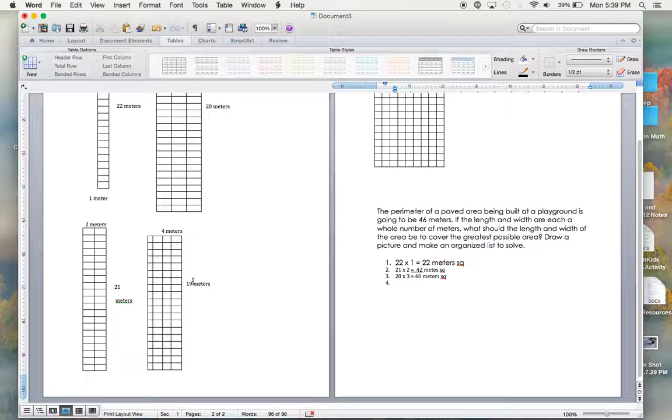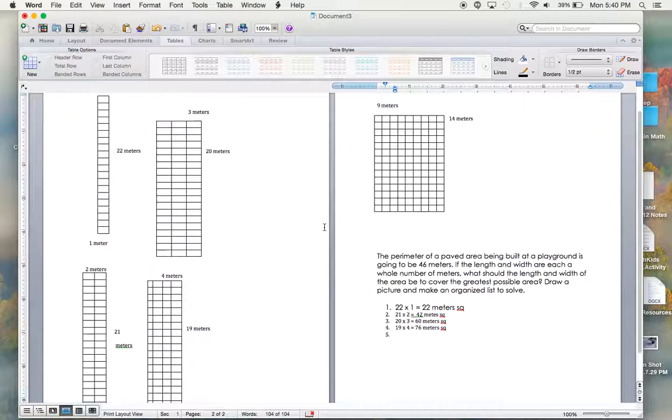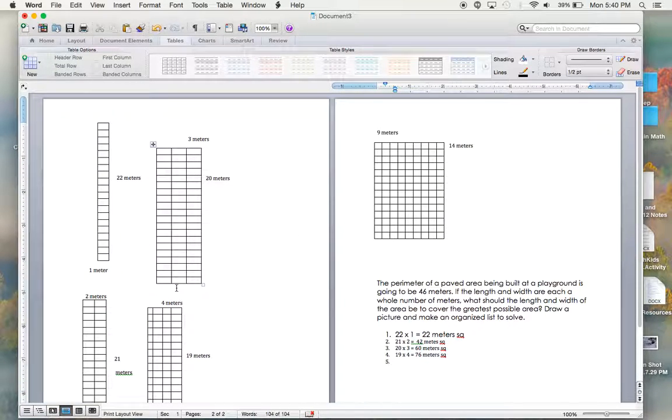It is 4 meters by 19 meters. You add it all up, and it equals 46. And we have 19 times 4. And that equals, I've got to do that in my brain, 76 meters squared, I believe. So let's look. I skipped up several. Now, there'd be a lot of different ones in between here, but I skipped on up here.